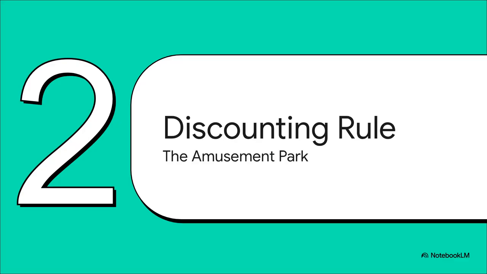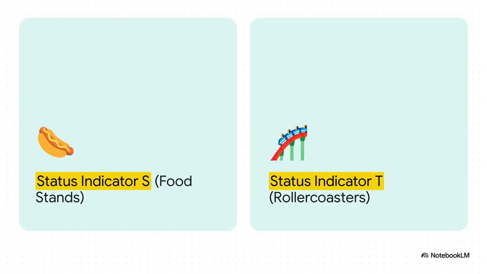Section 2. The Amusement Park Discounting Rule. If the difference between S and T feels a little abstract right now, don't sweat it. Let's look at a real-world analogy to clear it right up. Just picture the ED as an amusement park.